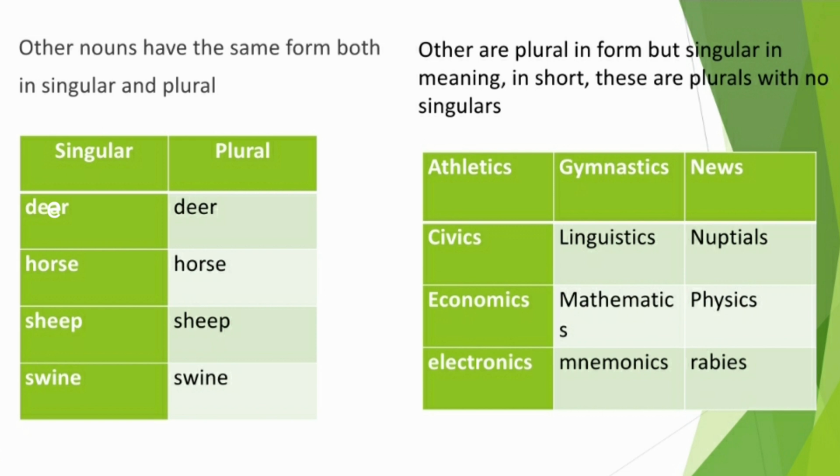They can never be changed. Plural in form but singular in meaning. In short, these are plurals with no singulars. Example: athletics, civics, economics, electronics, gymnastics, linguistics, mathematics, mnemonics, news, nuptials, physics, rabbis. So these are plural in form but singular in meaning.